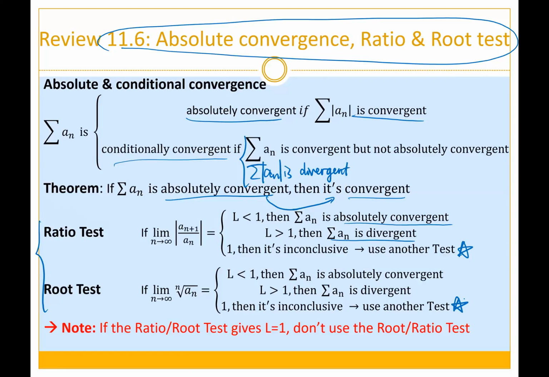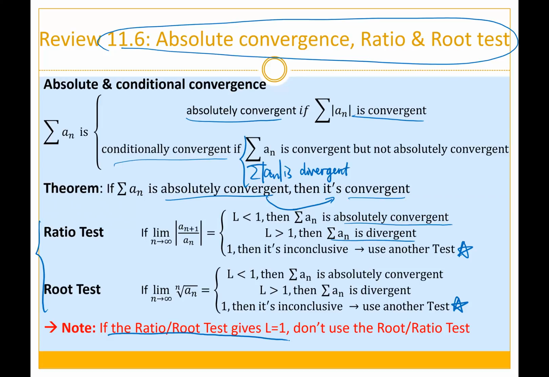Some of the time the ratio and root tests can be used interchangeably. If you use one of these two tests and it gives you a limit equal to 1, don't even bother using the other test. If you use the ratio test and get 1, then the root test is going to give you the same thing. You're going to see that in the 11.7 strategy, because one of the notes I put there is that if one test doesn't work, use another one. If you already used the ratio test and it doesn't work, don't bother using the root test, because they're going to give you the same thing.